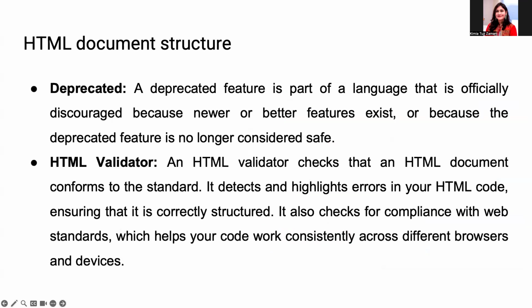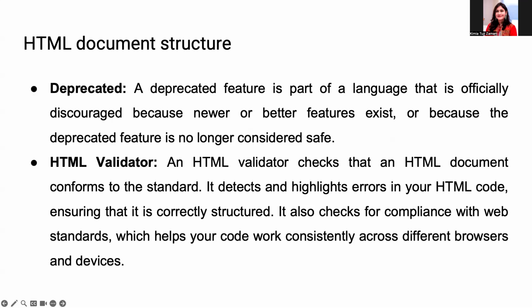So, before we wrap up, let's talk about two very important concepts. First, the deprecated features and the HTML validator. First, the deprecated features. In HTML, sometimes certain tags or attributes get marked as deprecated. This means they still work, but they are officially discouraged because newer or safer alternatives exist. For example, old tags like font were used for styling text, but now we use CSS for that. So deprecated features may disappear in future versions, so it's better to avoid them in newer projects.